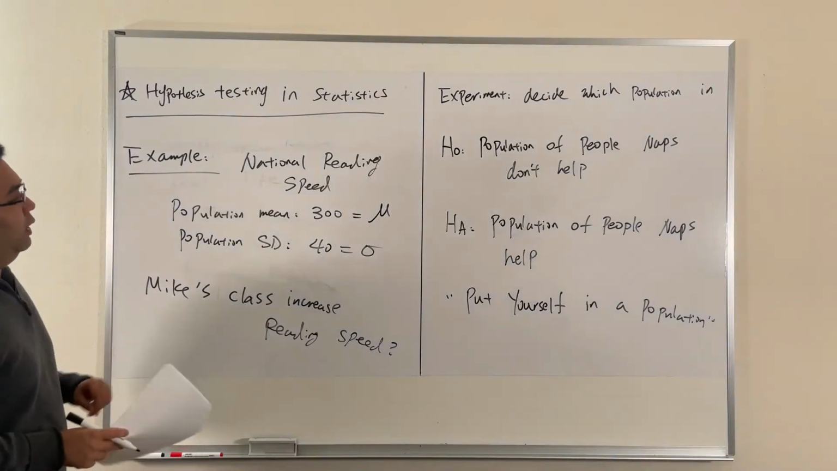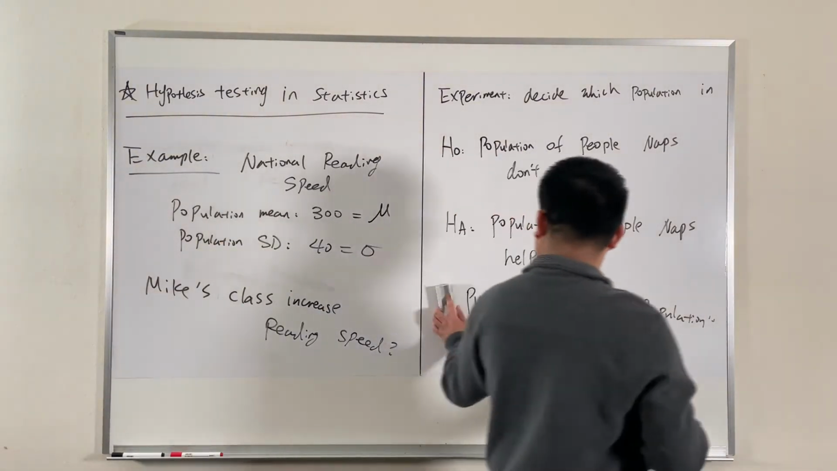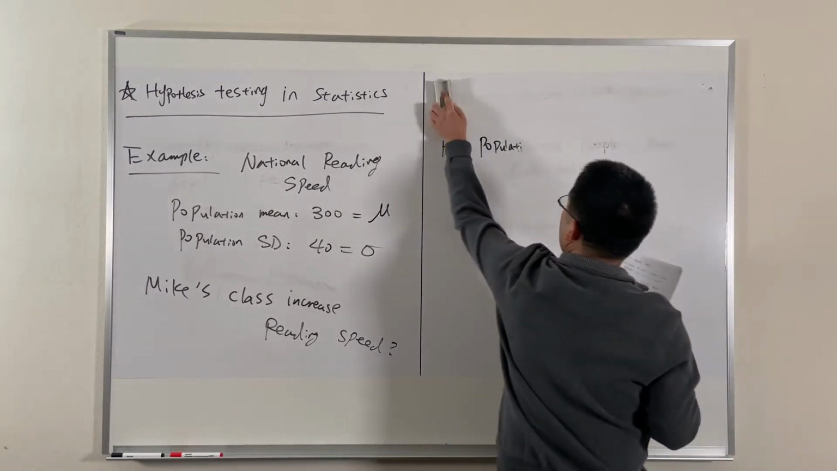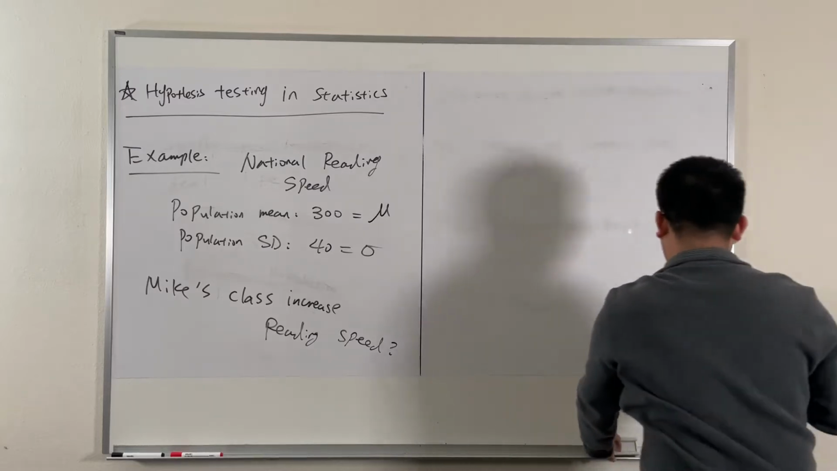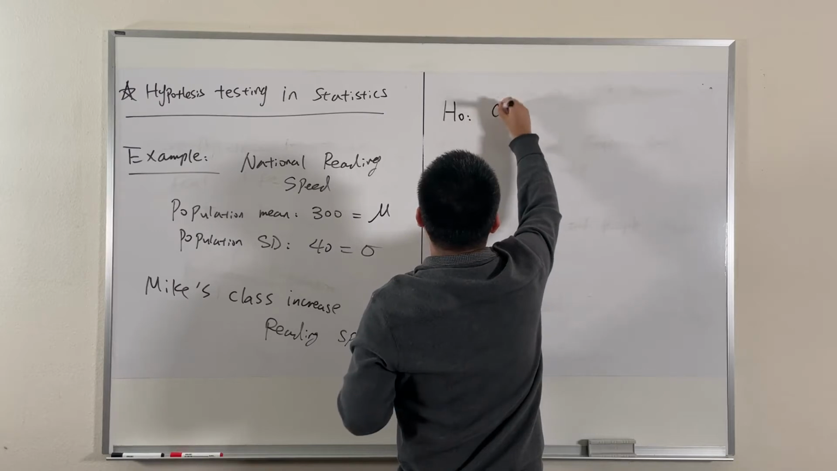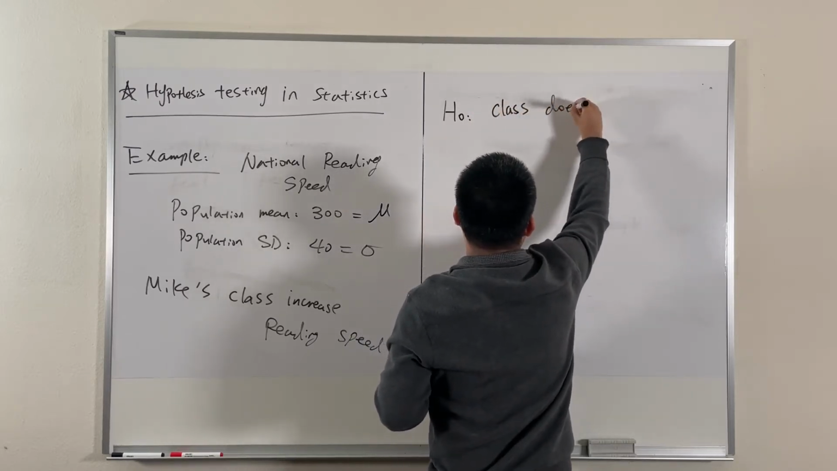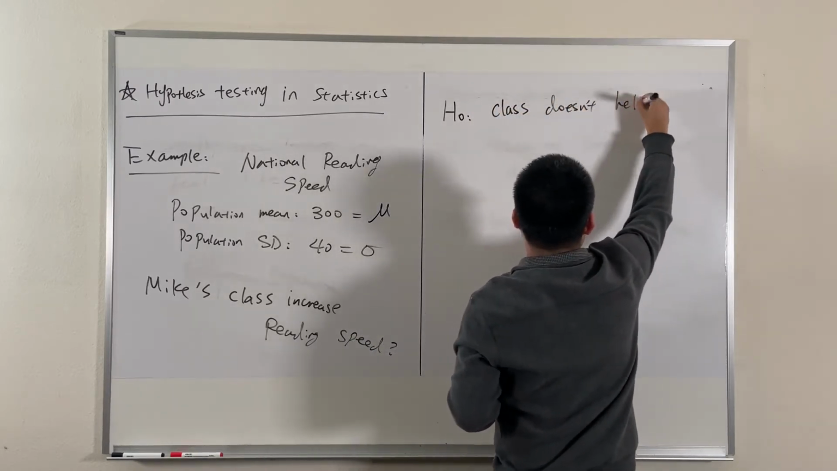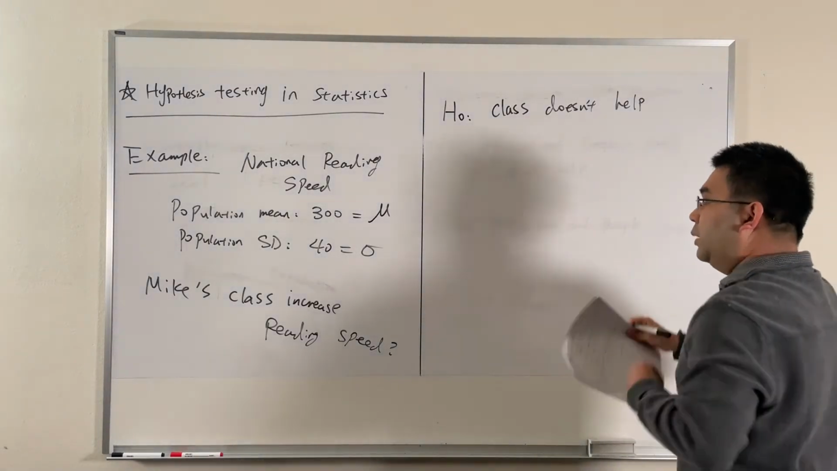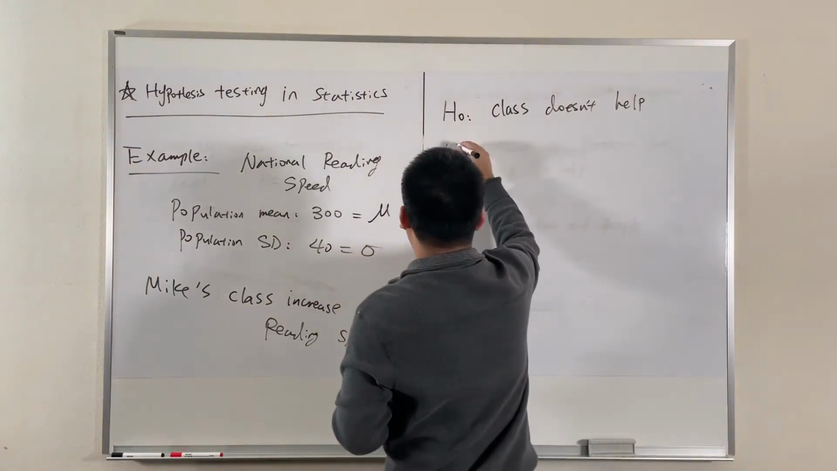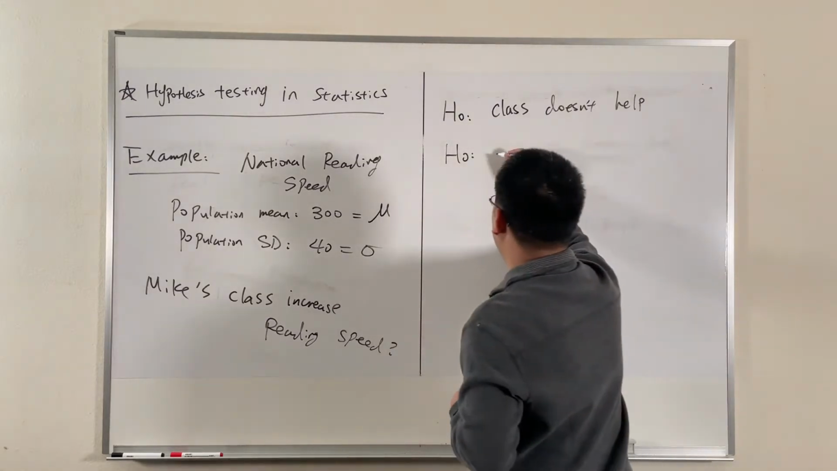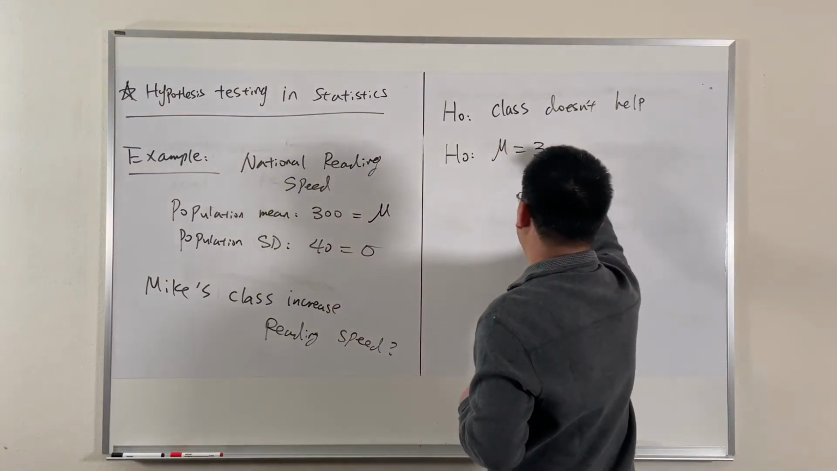And let's write out the null hypothesis. Let's first write the null hypothesis. So again, the null hypothesis would say that Mike's class doesn't help you increase your reading speed, right? So in this case, the population we're looking at is the population with the mean 300, right? So under the null hypothesis, mu should equal 300. Okay.